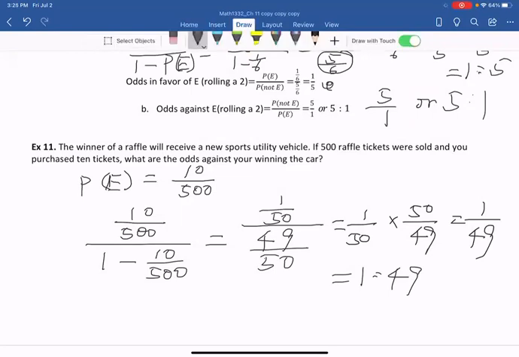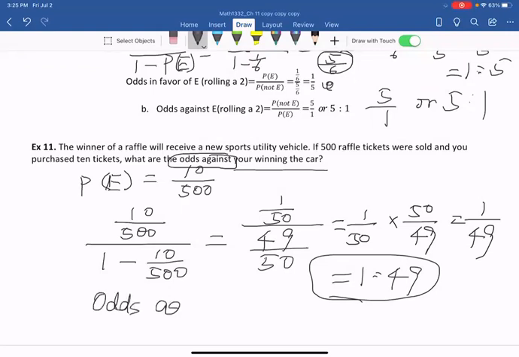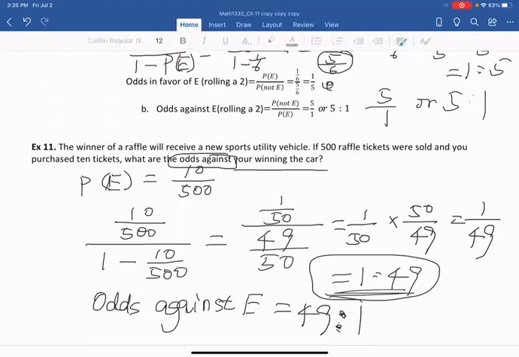Read the question carefully. That is not looking for odds in favor. It's looking for odds against your winning a car. This is the odds in favor of your winning a car, and the odds against E equals the reciprocal of this, which is 49 to 1. So read the question. When you put your answer in MyMathLab, maybe it doesn't show you it's right because you didn't read the question carefully. This is the odds against E, so that's the reciprocal of odds in favor of E.